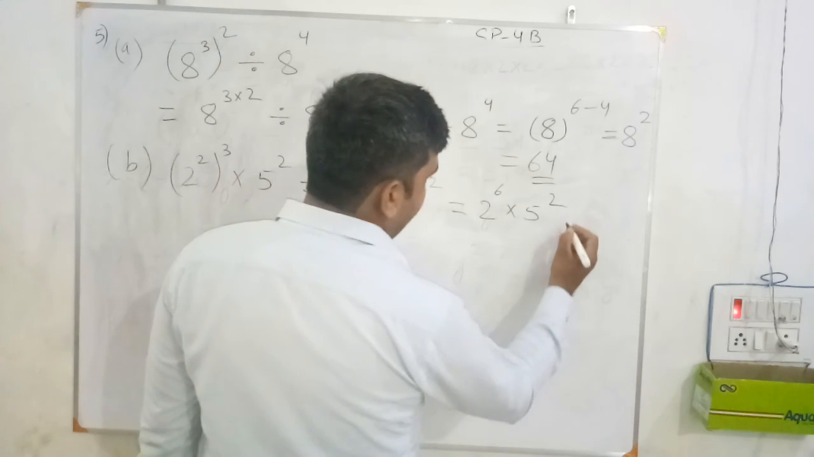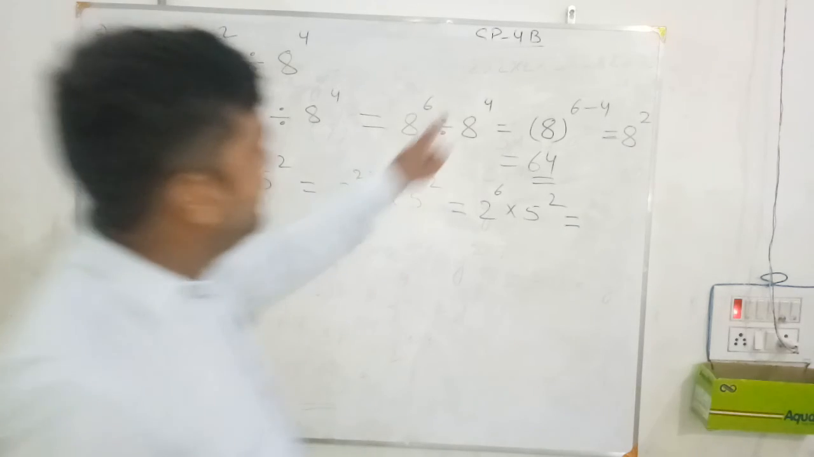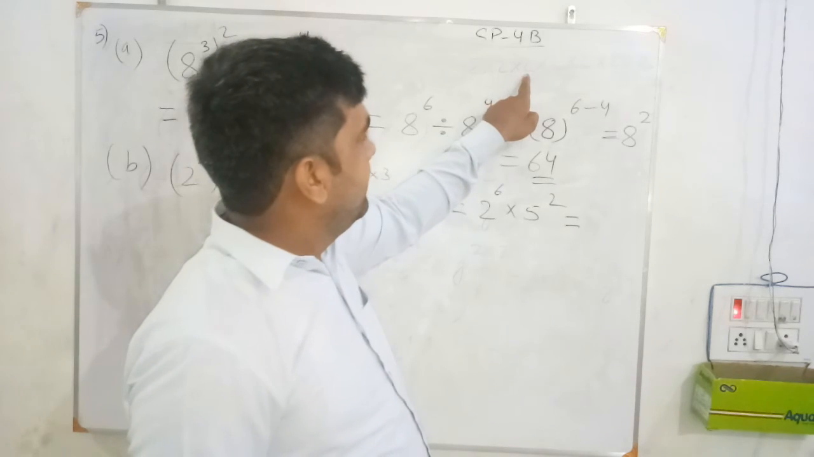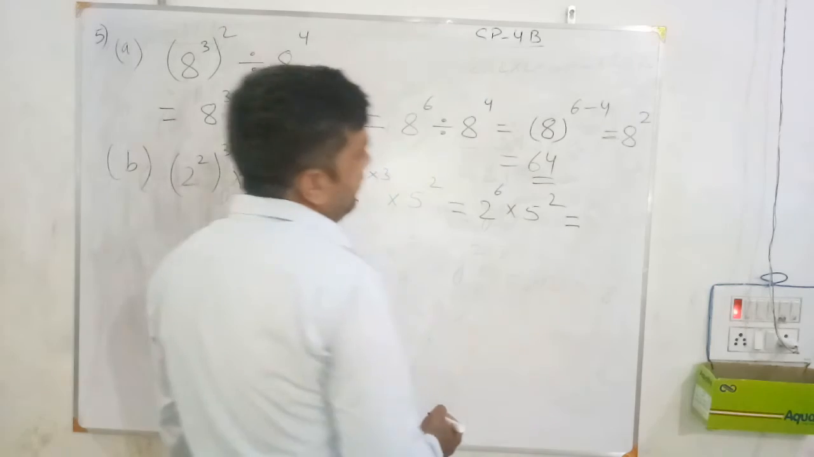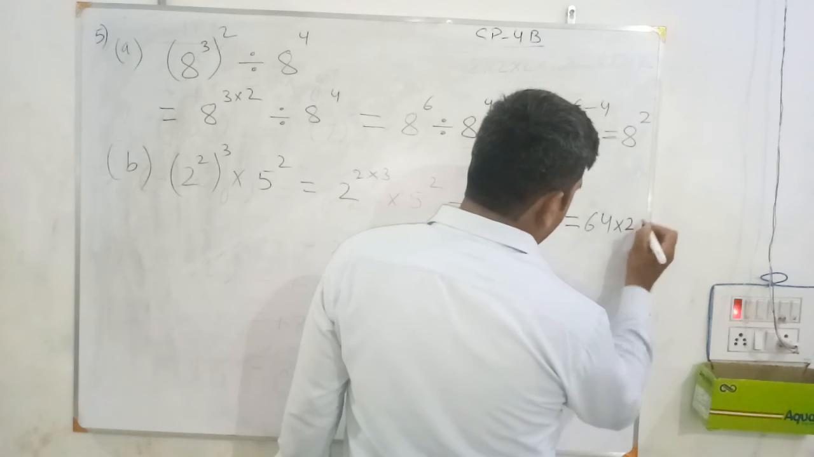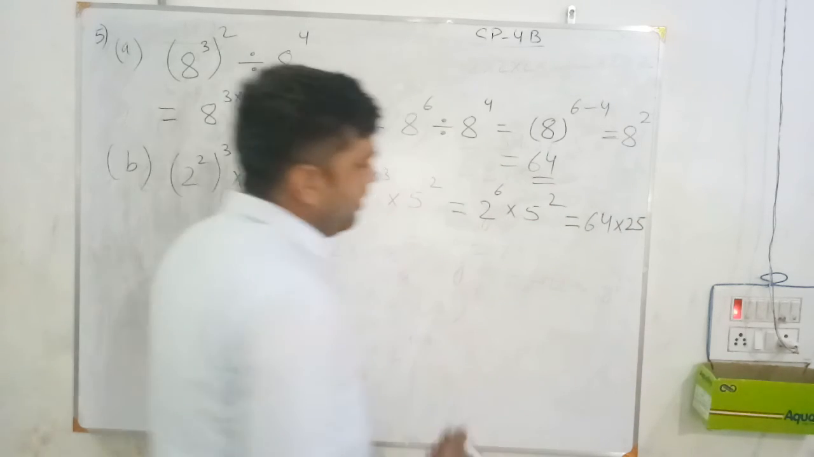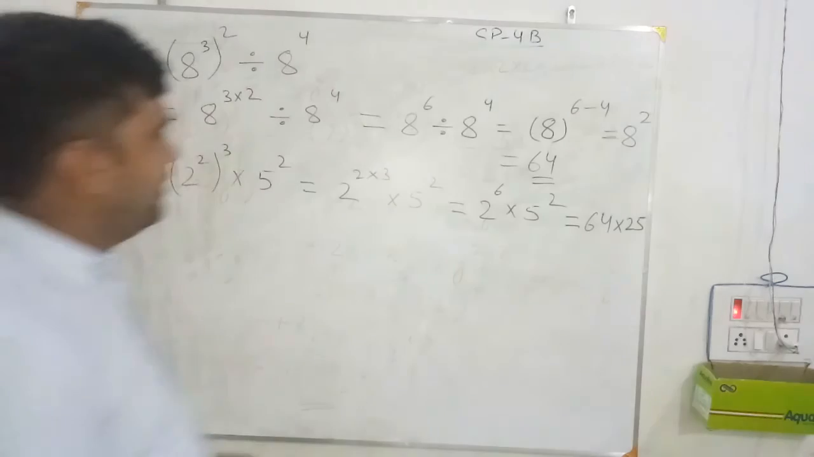So when you calculate the value of 2 to the power 6, you see 2 to the 4, 4 to the 16, 6 only, that is 64. 2 to the power 6 value will be 64. So here you get 64 multiply 5 square value is 25. Now after that you can multiply it. Multiply 25 and 64, you will get the result.